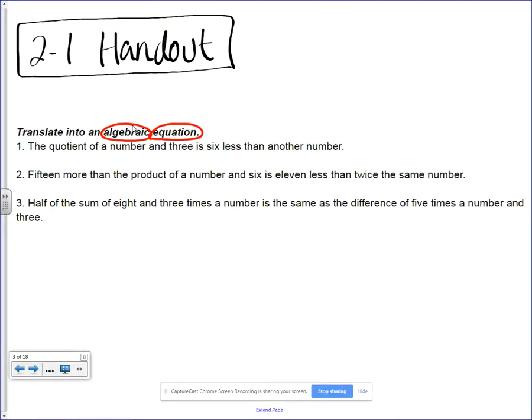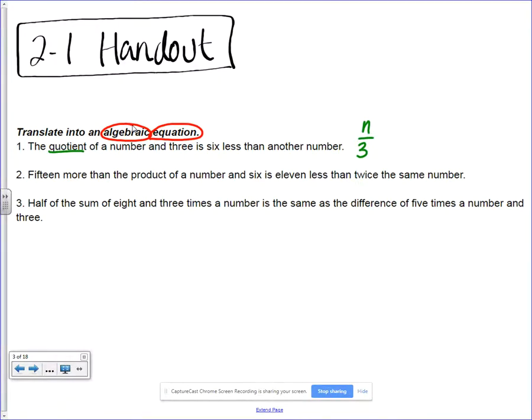Okay, here we go. The quotient of a number and 3. Well, we know this quotient word right here means to divide. Now, I didn't tell you what to use for your number, so I'm just going to use n. So we'll say n divided by 3 because quotient means divide.